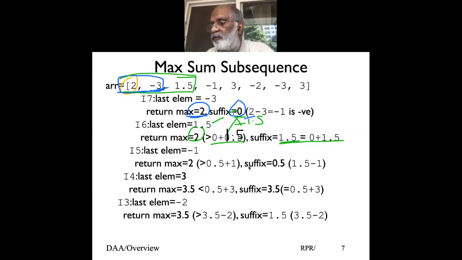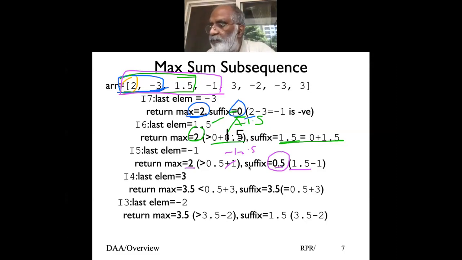My suffix becomes 1.5. Now look at the solution of 4 elements. So these three elements have given me suffix of 1.5, max of 2. Now suffix of 1.5 plus the last element minus 1 becomes 0.5, which is positive. So I keep my suffix as 0.5. But my previous max is still larger, 2. That means for these four elements, my max remains 2 and my suffix becomes 0.5.